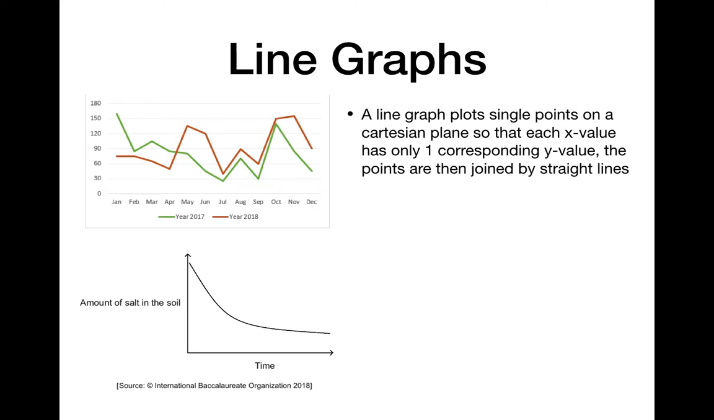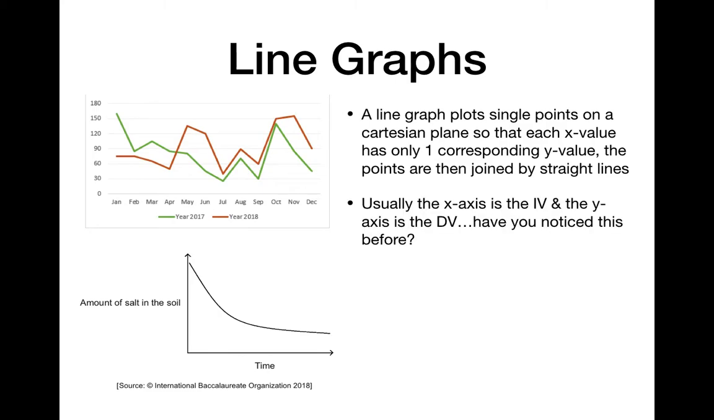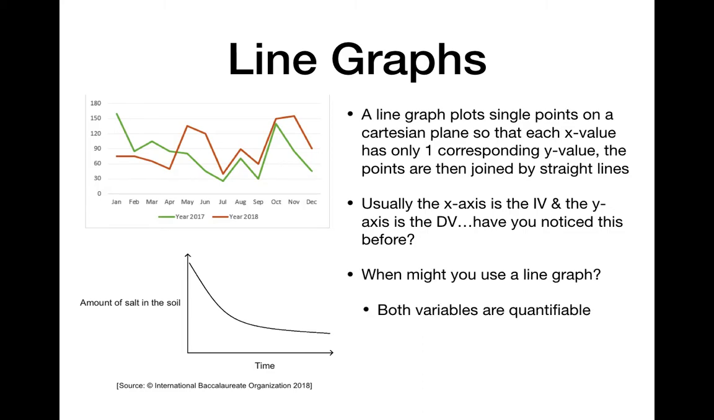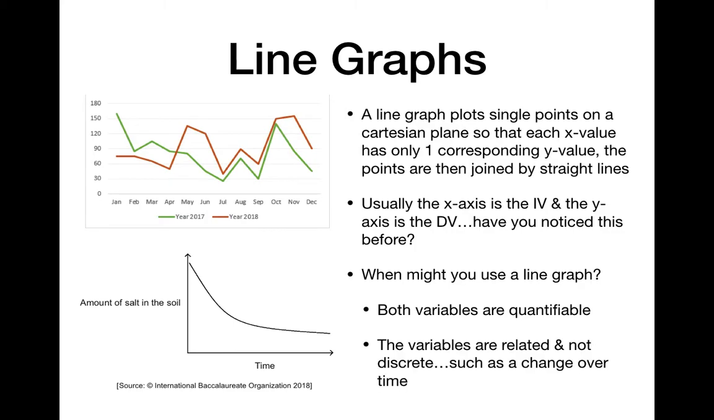So line graphs, review of what line graphs are. We have our x and y value. For every x, only one y, and those points are joined by straight lines. Usually your x-axis is your independent variable, y-axis dependent variable, and you might use a line graph in a situation where both variables are quantifiable and they are related and not discrete. Like a change over time is a really common one to use a line graph for because time is continuous, so you can join those points with a continuous line.